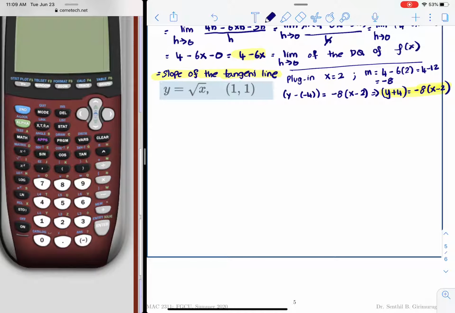So here we have y equals square root of x, and we have the point (1, 1). Let's do the same thing. Limit as h approaches 0 of the difference quotient, f of x plus h minus f of x divided by h, would simply be the slope of the tangent line.